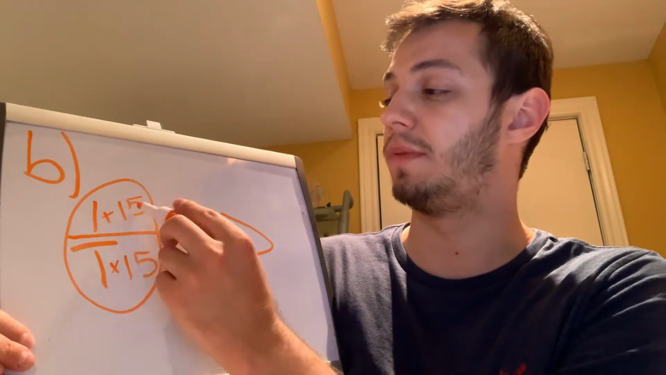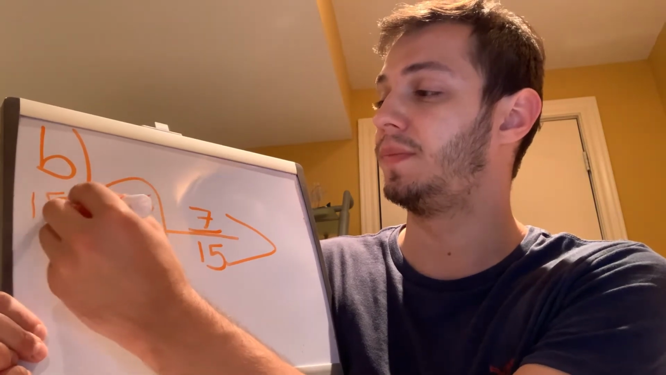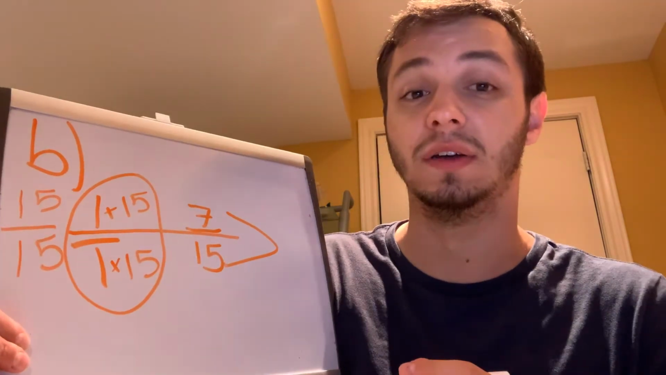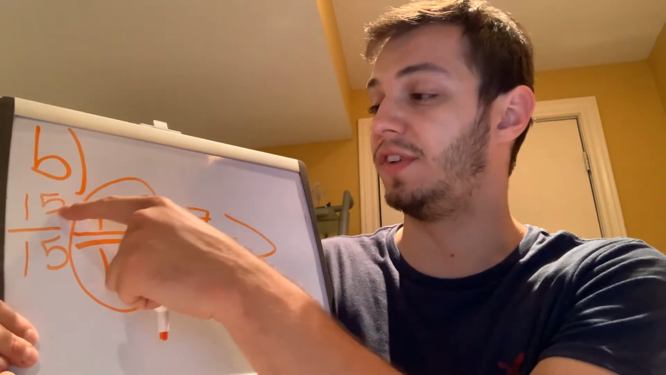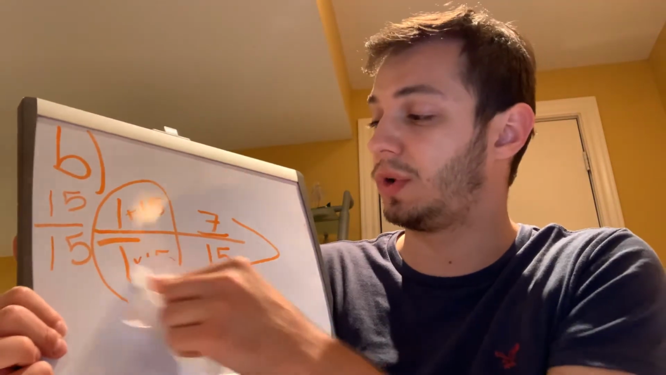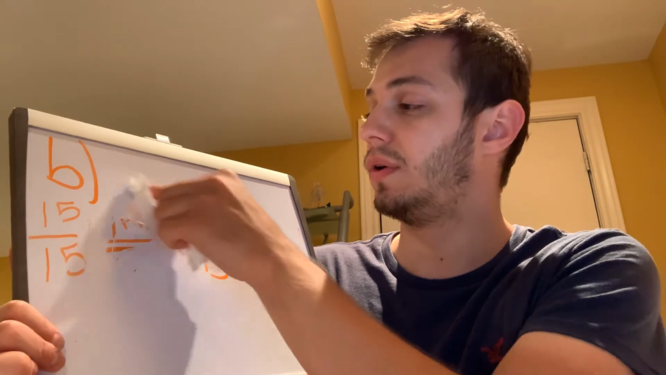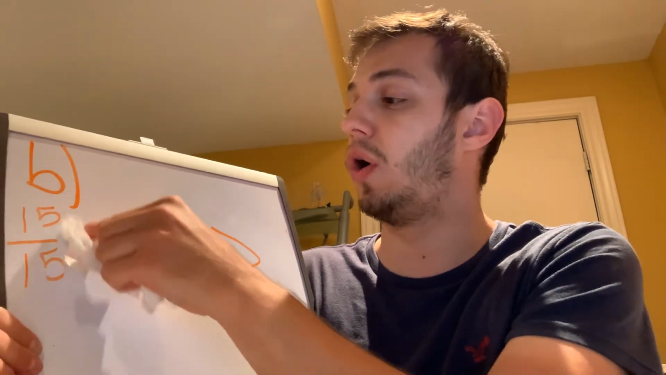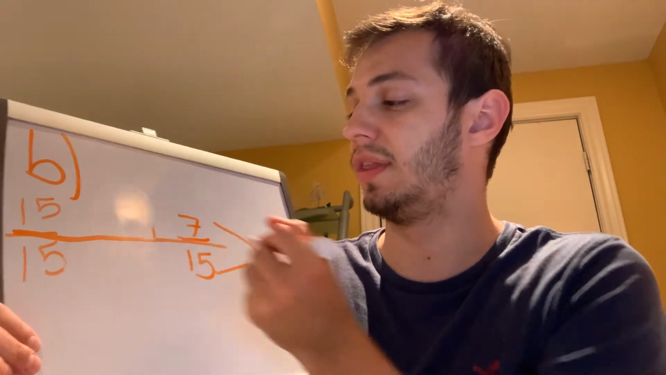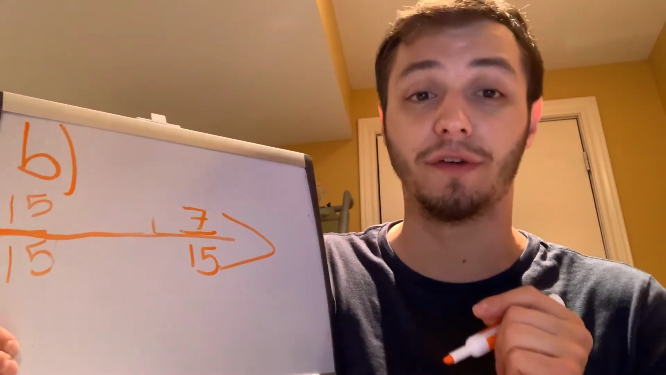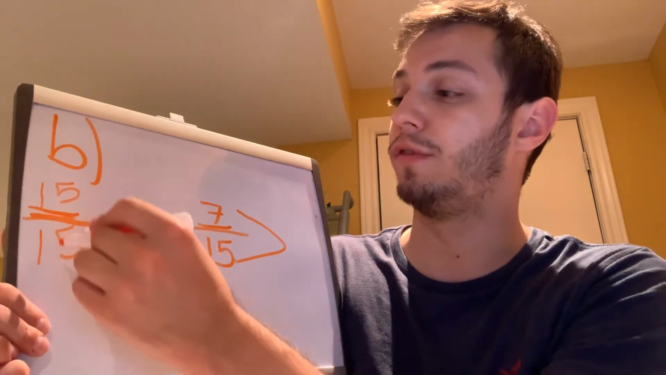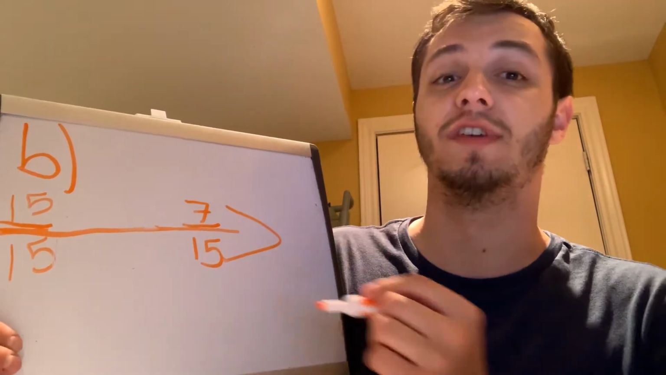Right? So 1 multiplied by 15 gives me 15. And then 1 multiplied by 15 again gives me 15. So our new fraction is going to be 15 over 15. I'm going to erase this so we don't get confused. Right? But all we did is change the whole number 1 into a fraction that had the same bottom number as our other fraction. So now we have the two fractions, 15 over 15 and 7 over 15.